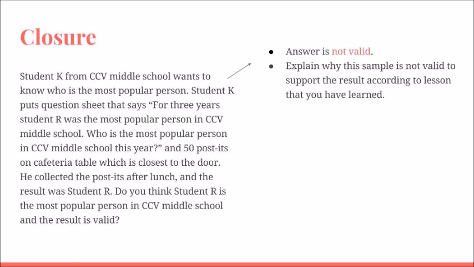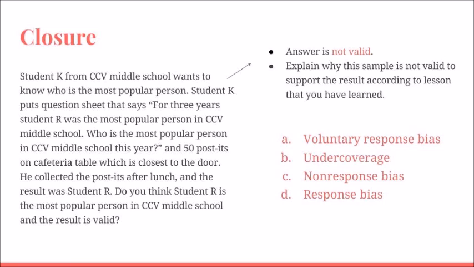The answer is that it is not valid. Explain why this sample is not valid to support the result according to the lesson that you have learned. Apparently, it is not valid since it contains all 4 types of bias. It contains response bias due to the wording of the question. It also has non-response bias since there is no guarantee that the majority of students answer K's question. It also contains undercoverage bias since not every student eats lunch in the cafeteria. At last, it has voluntary response bias since the survey was based on volunteering to answer, and those with extreme opinions tend to voluntarily answer the question.